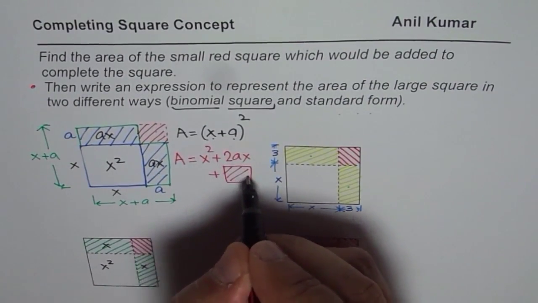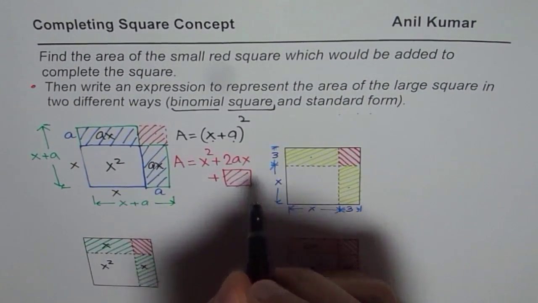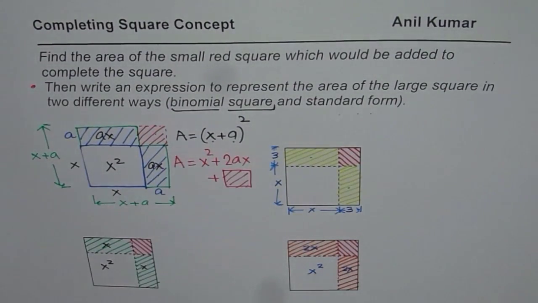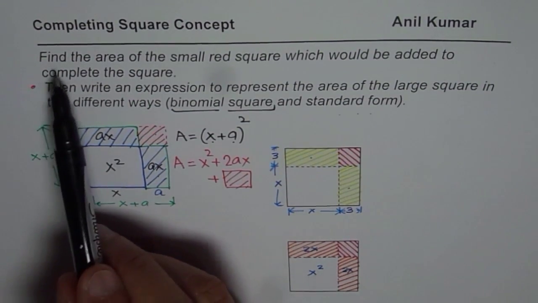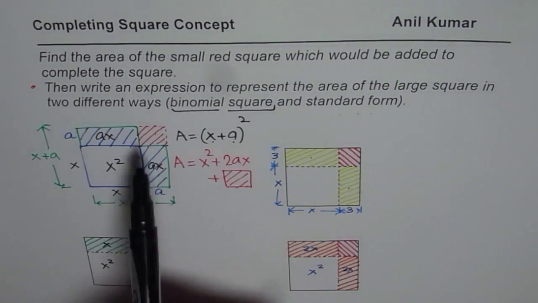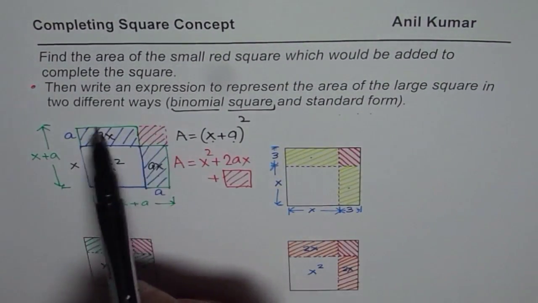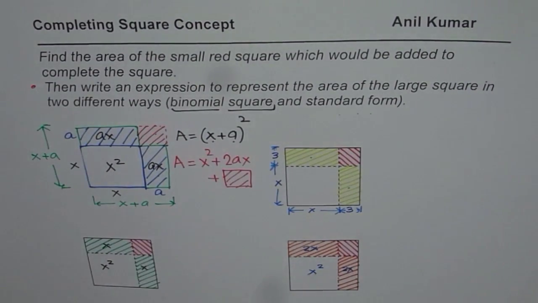Plus area of this square gives me the total area, and that is the standard form. Correct. That is the real question. Okay, so let's get back to the question once again and answer it. It says, find the area of small red square, this one, which would be added to complete the square. So we add this to complete the square, right?